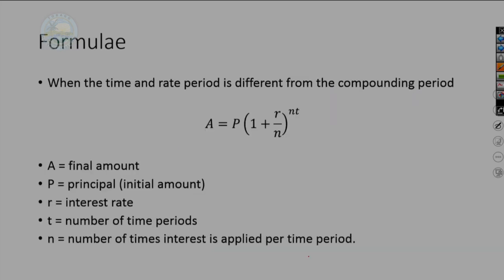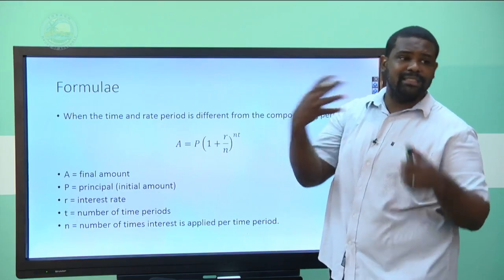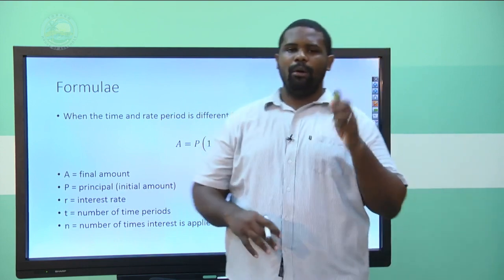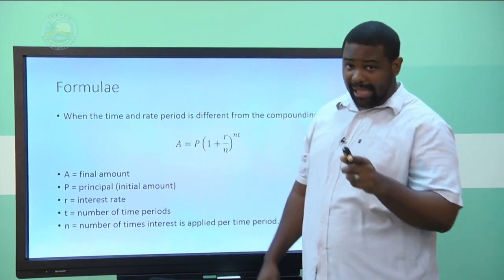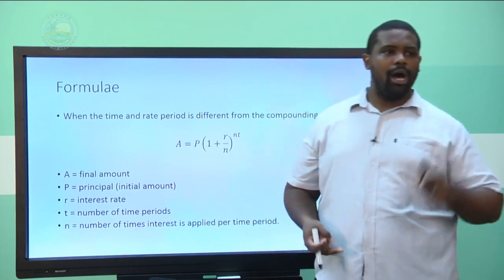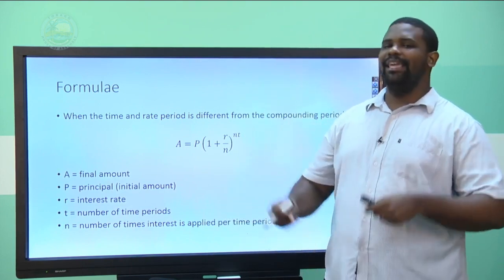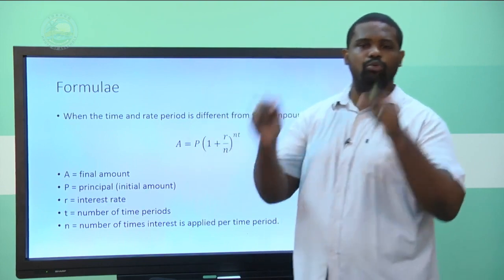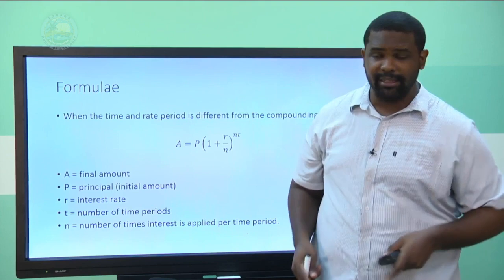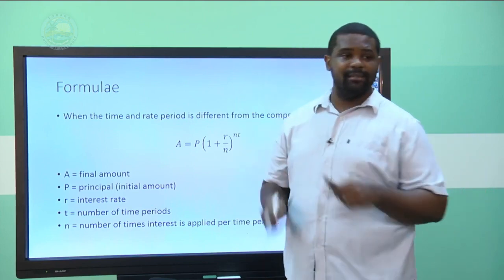Now, we're almost there. But there's one more formula I want us to look at. This is generally considered a more advanced formula, so it's above fifth form, but it's just to aid understanding. It may look more complicated now, but what is important to understand here is that the rate and the time must both be in the same compound period. The compounding period determines the period.